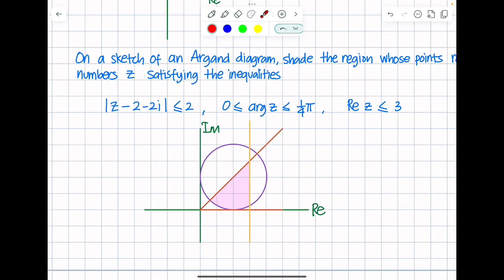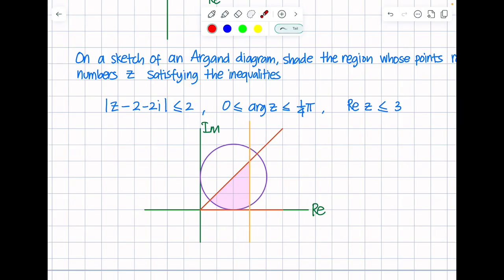For argument equals 0, this one, and 1 over 4 pi, this one. And the last one is real z equals 3. So this is 3.